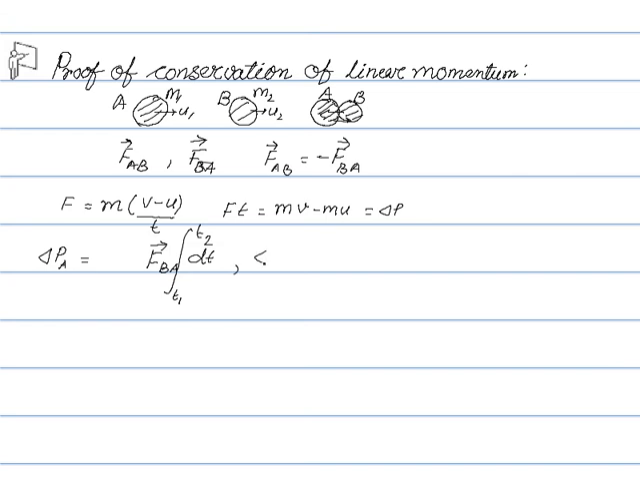Similarly, the total change in momentum of the body B can be obtained by integrating the impulse equation, that is, the force on B is the force exerted by A on B, this force, into the time interval t1 to t2 dt. Therefore the total change in momentum of A and B is the change in momentum of A plus the change in momentum of B.